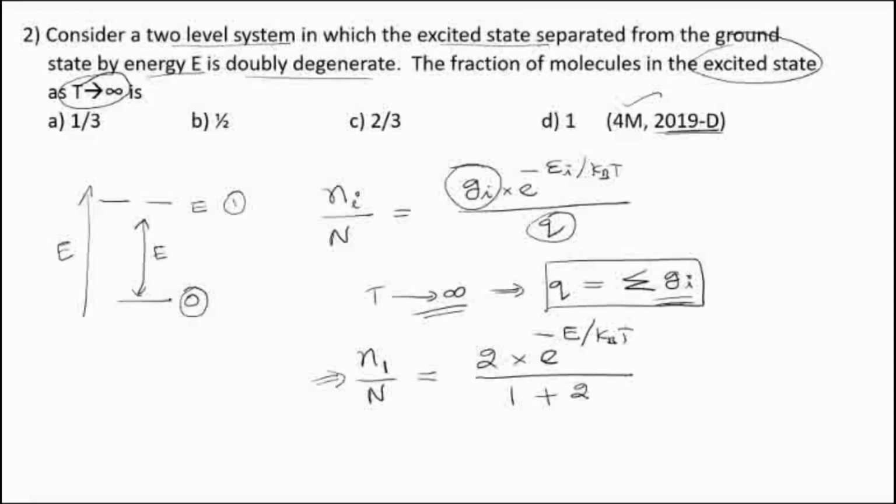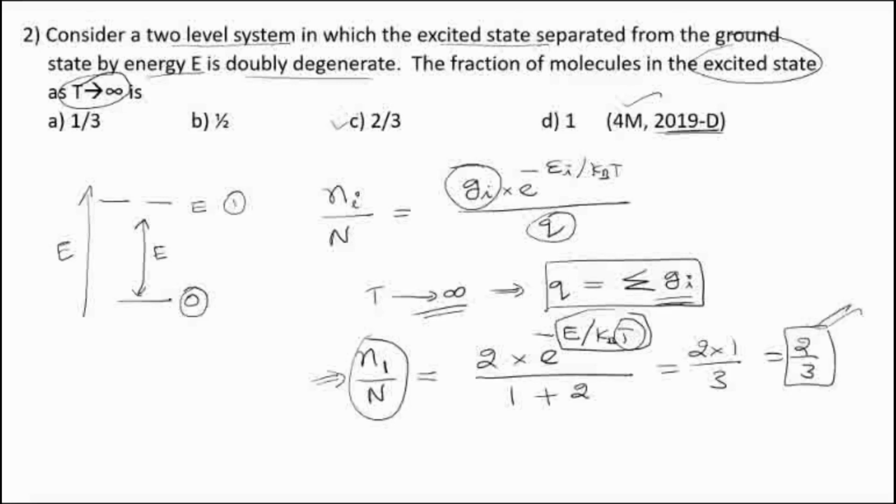And in the numerator also, if temperature approaches infinity, then E by infinity becomes 0. So this term becomes 0. Therefore e power 0 becomes equal to 1. So what we get is 2 into 1 by 2 plus 1, which is 3. So the option is 2 by 3. The fraction of molecules present in the excited state is 2 by 3 in this case. So the correct option is C. Students, any doubt?